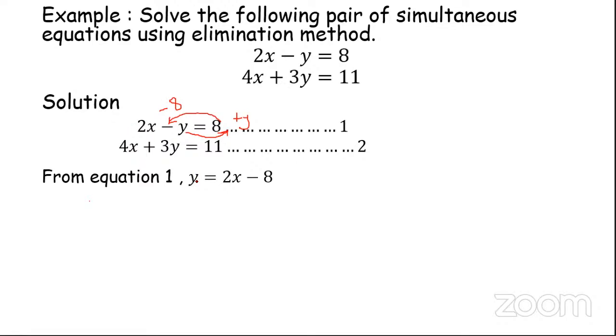And when we do that, we substitute in equation 2. So where there is y, we substitute there the whole of this value. So we have 4x plus 3 into 2x minus 8. So what shall we have after opening the brackets?